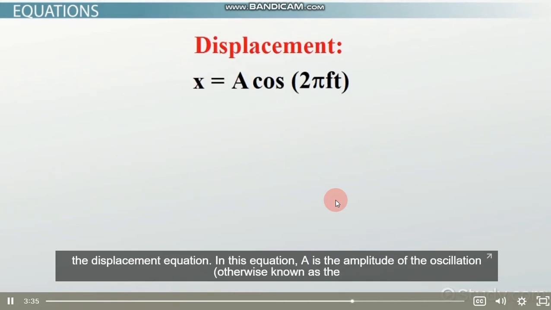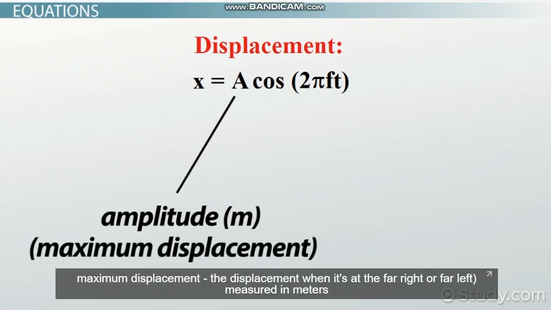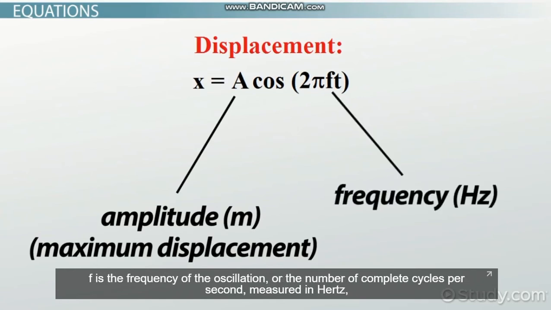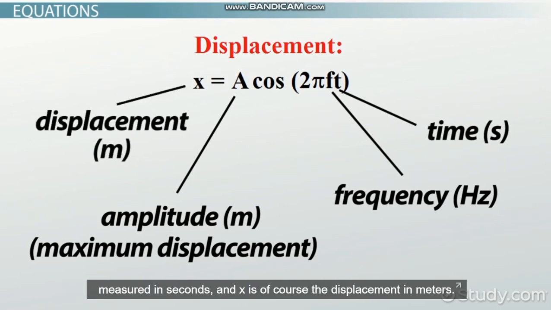For the sake of problem solving, you in particular need to be able to use the first of these equations, the displacement equation. In this equation, A is the amplitude of the oscillation, otherwise known as the maximum displacement, the displacement when it's at the far right or far left, measured in meters. f is the frequency of the oscillation, or the number of complete cycles per second, measured in hertz. t is the time after you release the pendulum, measured in seconds. And x is of course the displacement in meters.